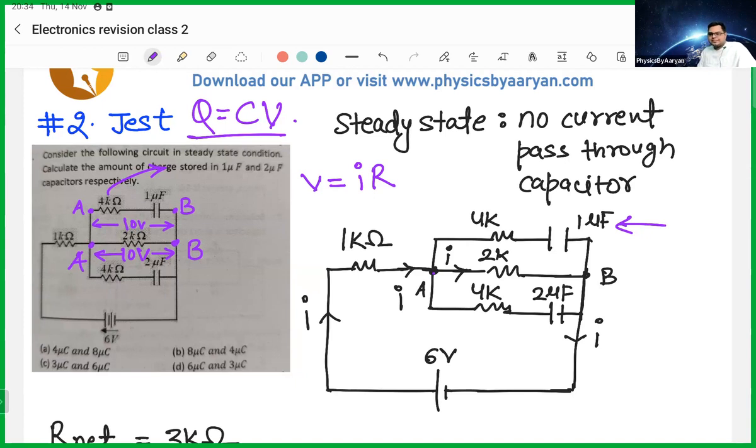0. Yes, 0. Why 0? Because see, there is no current flowing here, right? No current is flowing in the upper branch. So if no current is flowing in the upper branch, the voltage across the 4 is 0.